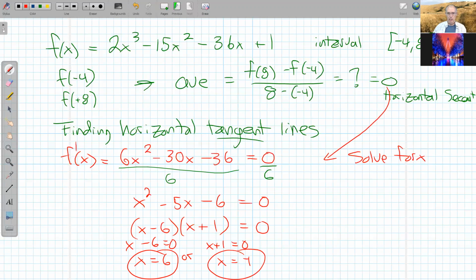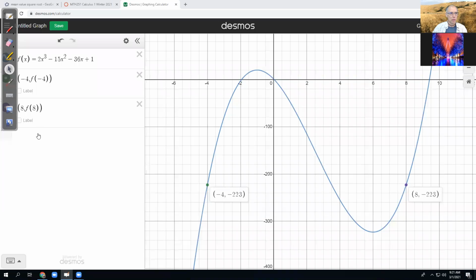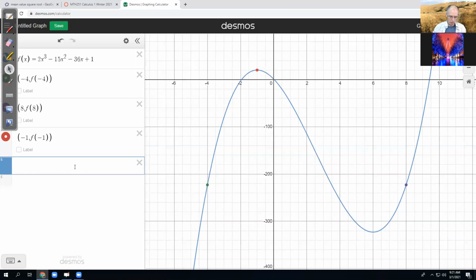And that, I think, looked good on my graph. So if I go and find the point negative 1, f of negative 1, that should be right on top there, bullseye. And then if I plot the point 6, comma f of 6, bang, right at the bottom there. And we're going to have horizontal tangents in each of those places.